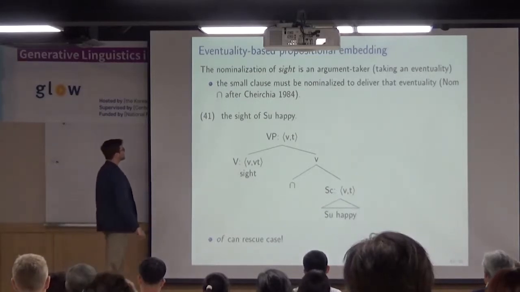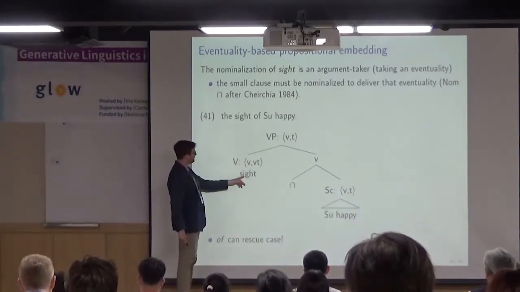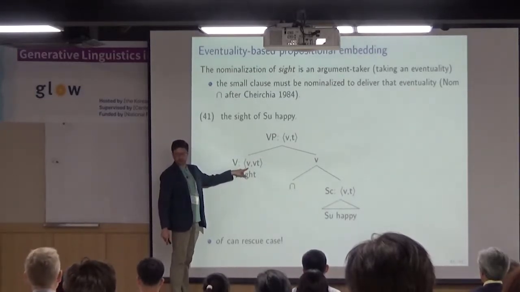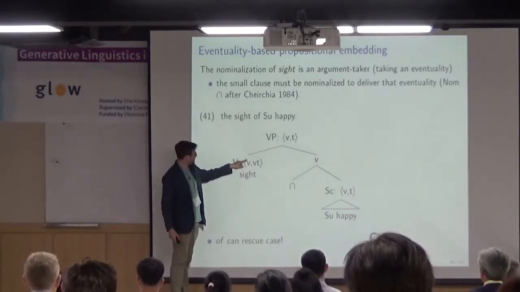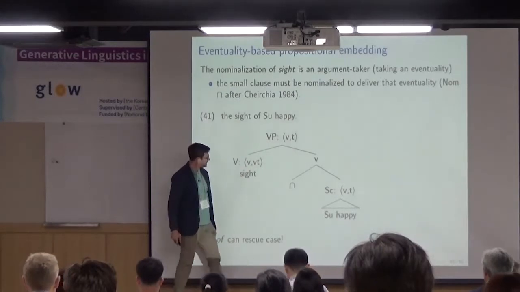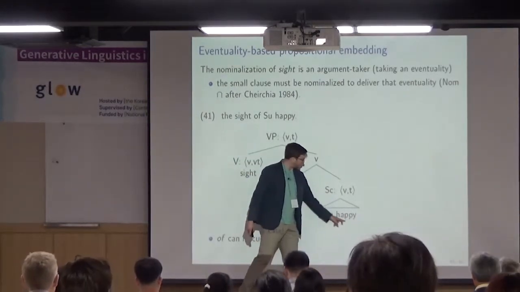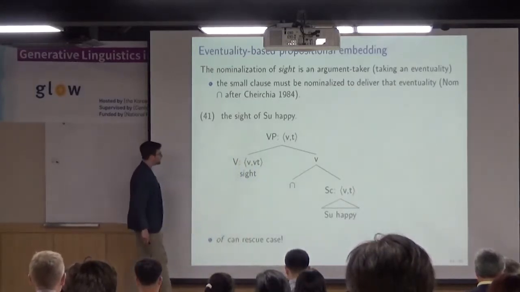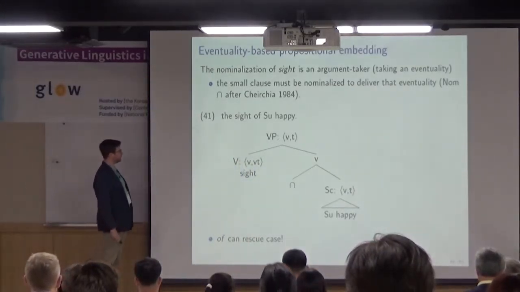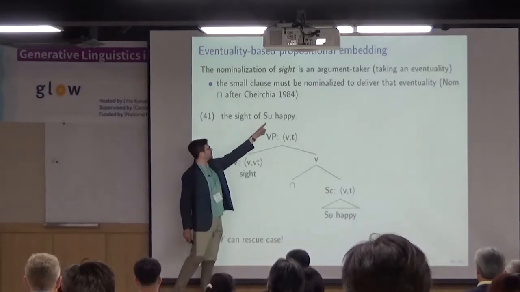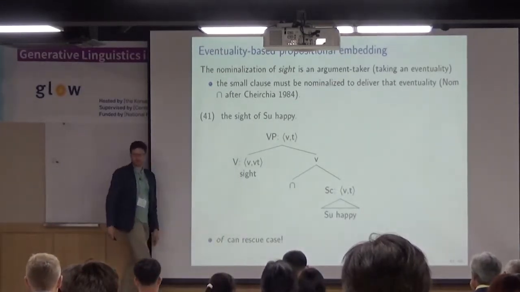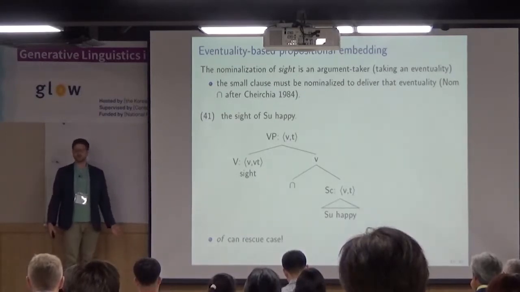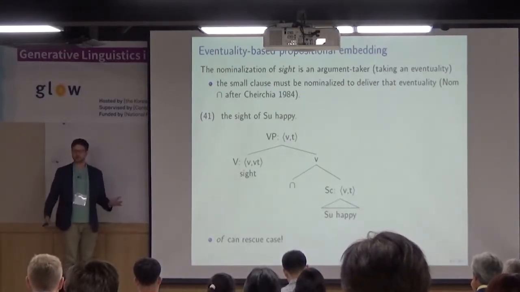The reason you can say something like the sight of Sue happy is because sight, unlike belief, is an argument taker. Now, you see events, so that's why I have sight taking an event. And the small clause Sue happy here perhaps gets nominalized. But the point is, of can rescue case on small clauses in nominals, as long as that small clause has a way to integrate into the noun, type-wise.